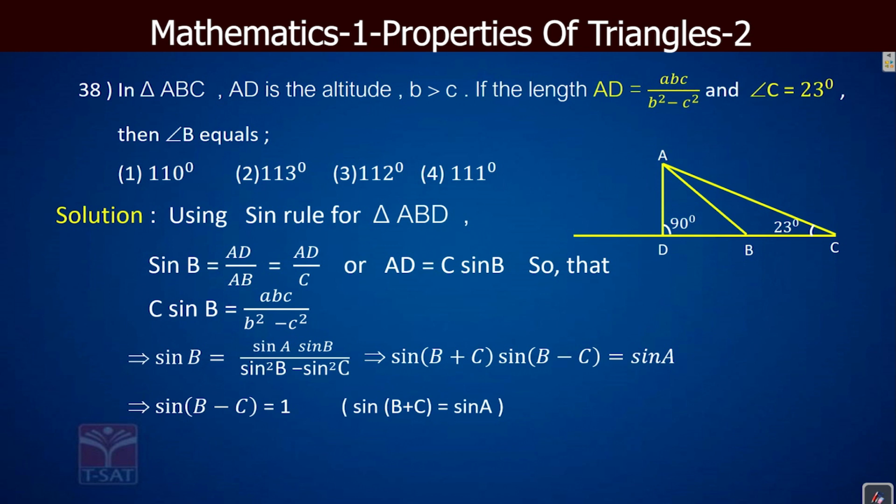So therefore, sin(B minus C) is equal to sin A divided by sin(B plus C). But sin(B plus C) is sin A. Cancelling, sin(B minus C) is equal to 1, or B minus C is equal to 90 degrees. So B is equal to C plus 90, but you are given C is equal to 23 degrees. So therefore, 23 plus 90, 113 degrees. The option is number 2.